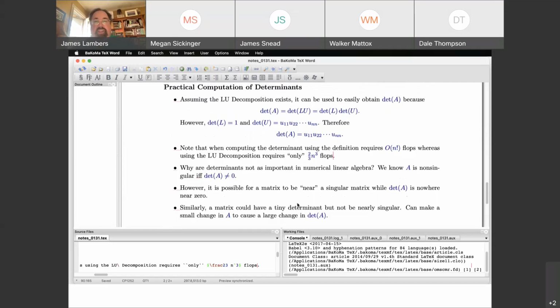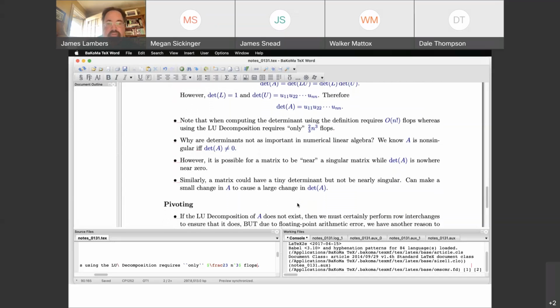Now, I mentioned that the LU decomposition does not always exist. But if we have a matrix for which it doesn't exist, we still want to take advantage of it somehow. It just means that to carry out Gaussian elimination, we must carry out row interchanges. And then we're still going to obtain an LU decomposition. It's just not going to be of the original A. But we can still use that to solve systems of equations. And that brings me to pivoting.